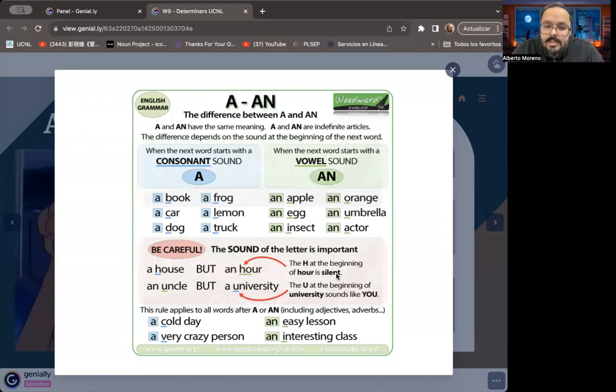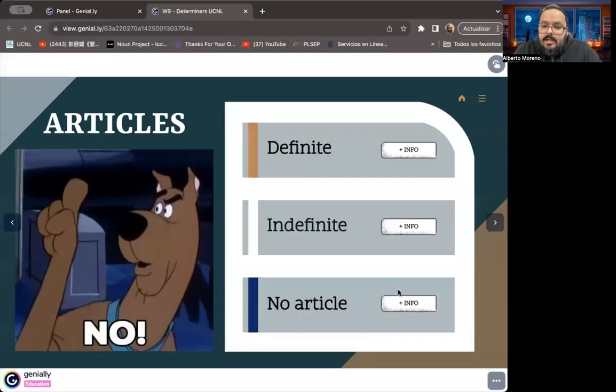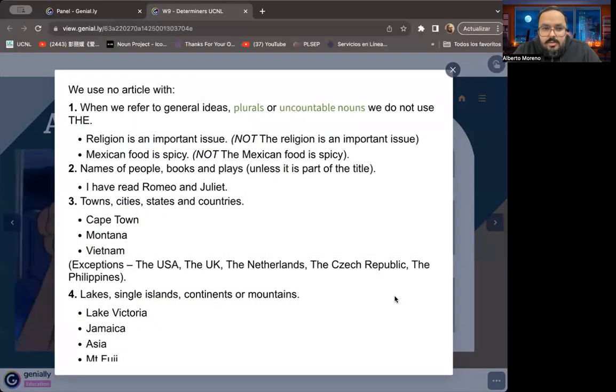Y la otra excepción es la letra U, con la cual debemos tener cuidado. Cuando suena como U, como en uncle, vamos a utilizar an, y cuando suena como you, como en university, vamos a utilizar a. ¿Ok? Ahora, la tercera categoría es cuando no se usan los artículos. Vamos a no usar los artículos cuando hablamos de una idea en general, cuando hablamos del plural o cuando hablamos de sustantivos no contables.